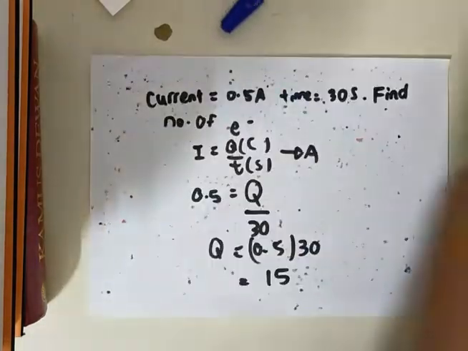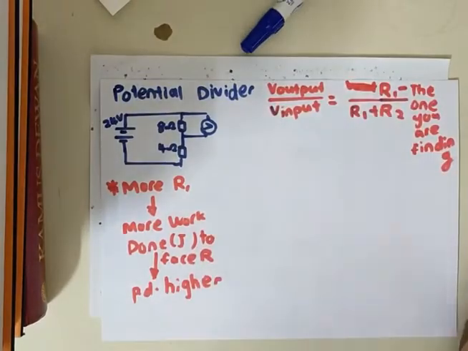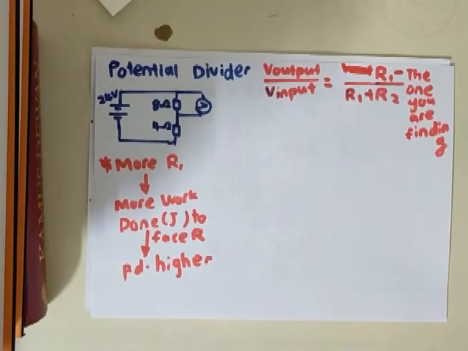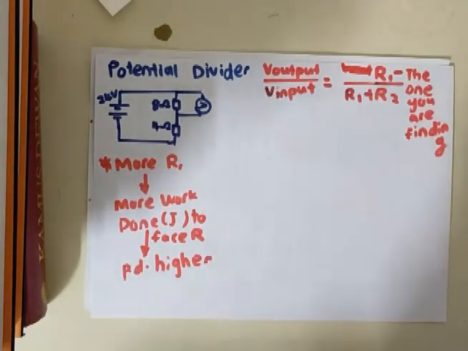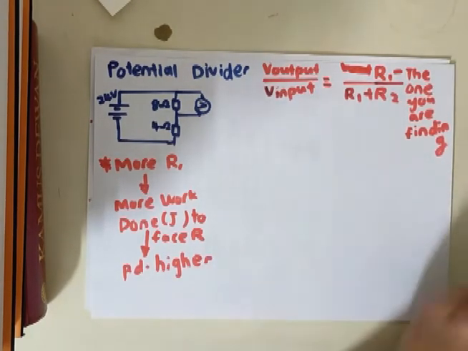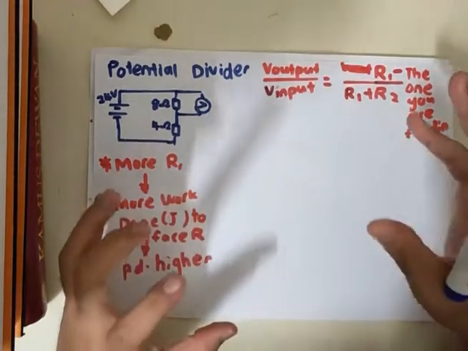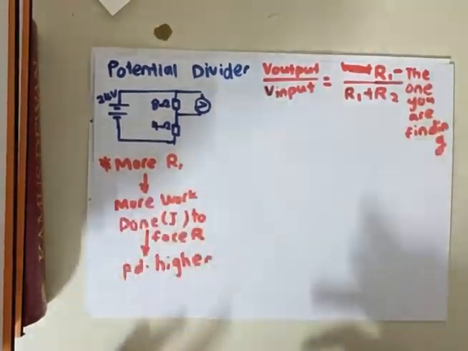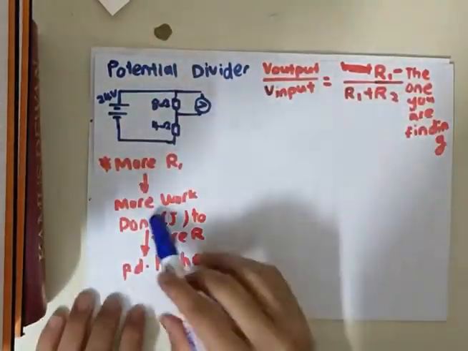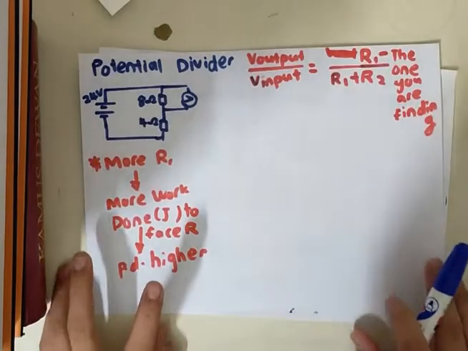Okay, so here we have potential divider. Potential divider is a pretty simple concept of dividing the potential difference. The concept is simple, but it's one of the hardest parts of this electricity chapter that most people wouldn't understand at first glance. What you have to know is when there's more resistance, you will need more work done to face the resistance. Work done higher means your potential difference will be higher. So it's just that simple.